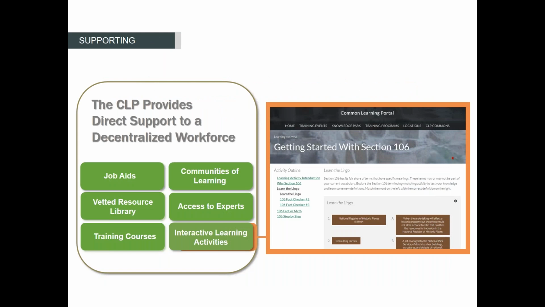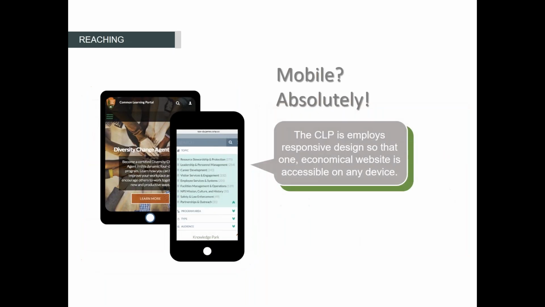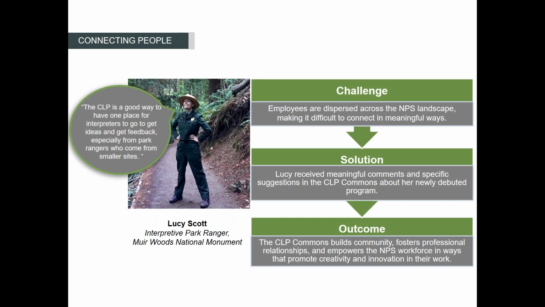So the Common Learning Portal provides direct support to a decentralized workforce through job aids, communities of learning, vetted resources, access to experts, and training courses. It links to those, you'll see more of that later, and interactive learning activities. Mobile was not an option. We wanted mobile to be available as soon as we turned on the CLP at launch. We're going to talk a lot more about that later, but it is mobile ready.